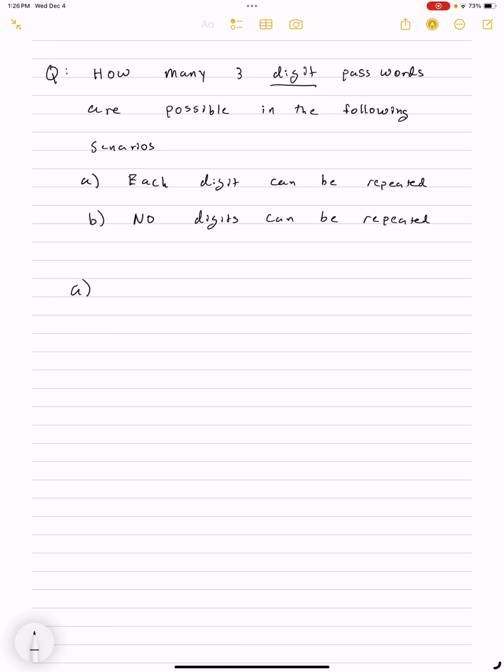So in scenario A, each digit can be repeated. And so we have a 3-digit password. There's going to be the first digit that's entered. Here's going to be the second digit that's entered. And here's going to be the third digit that's entered.